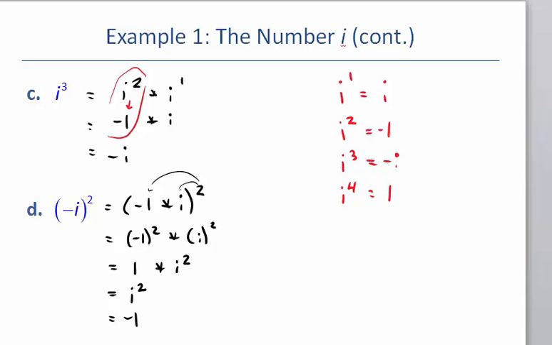And if we wanted i to the sixth, we would go 1, 2, 3, 4, 5, 6, which would be the same as i squared, so it would be -1. And so we see that this has a pattern to it that'll help us in working problems. We're going to come back to that in just a second as we look at our next example.